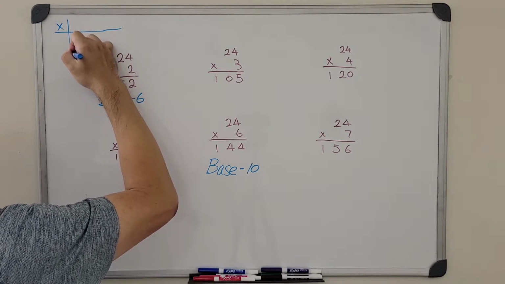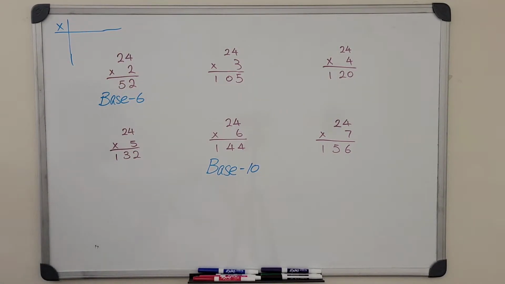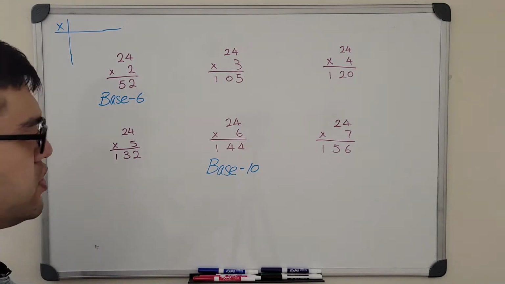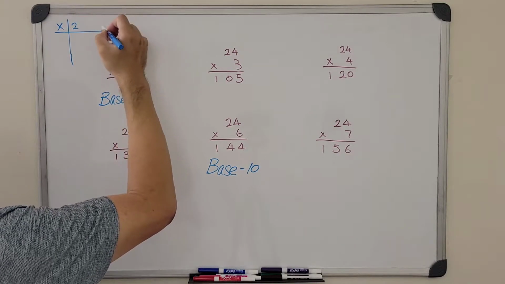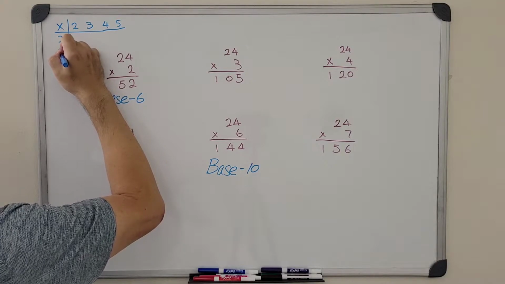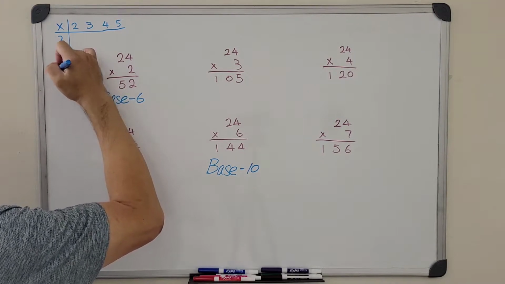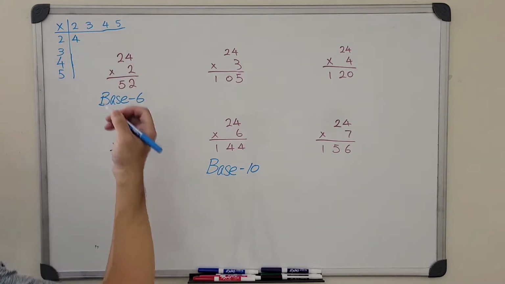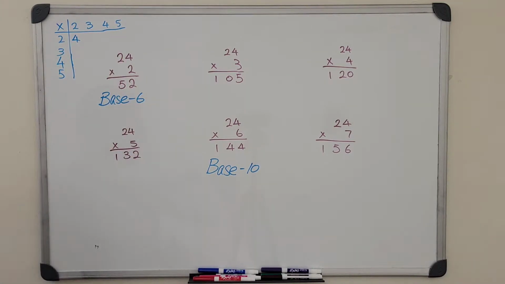I'm going to skip the rows and columns of 1 and 0 because those are easy and we should all know what to do. So I'm going to start with 2, and then list out the remaining numbers, 2, 3, 4, and 5. Then we're going to do the multiplications. 2 times 2 is of course 4, 2 times 3 is 6, 2 times 4 is 8, and 2 times 5 is 10. But again, we're now in base 6.